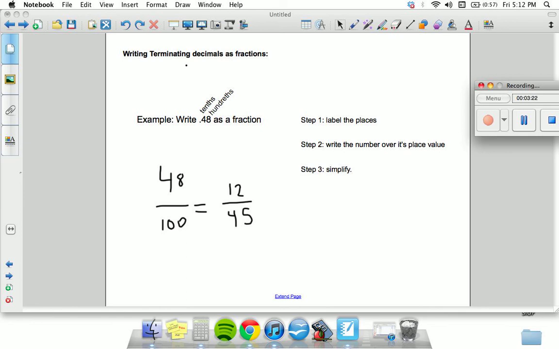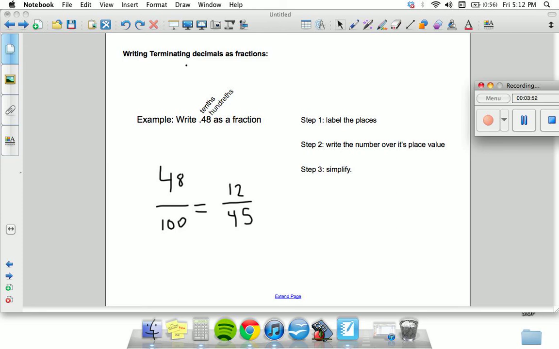If we are going to write 48 hundredths as a fraction, your first step is to figure out how many places you have. We have tenths, a 4 in the tenths place, and an 8 in the hundredths place. So what we're going to do with that information is we're going to use this word hundredths, and we're going to make a fraction with a denominator of 100 because we have a number in the hundredths place. So write your fraction bar, put the number 100 beneath it, and then you write your decimal, 48, on top.